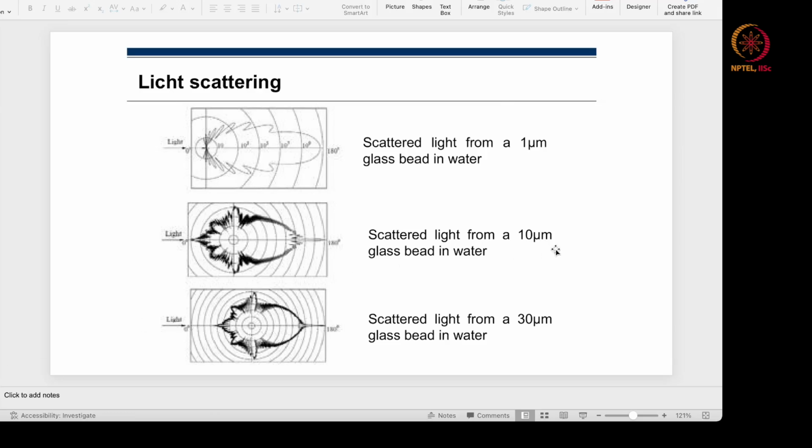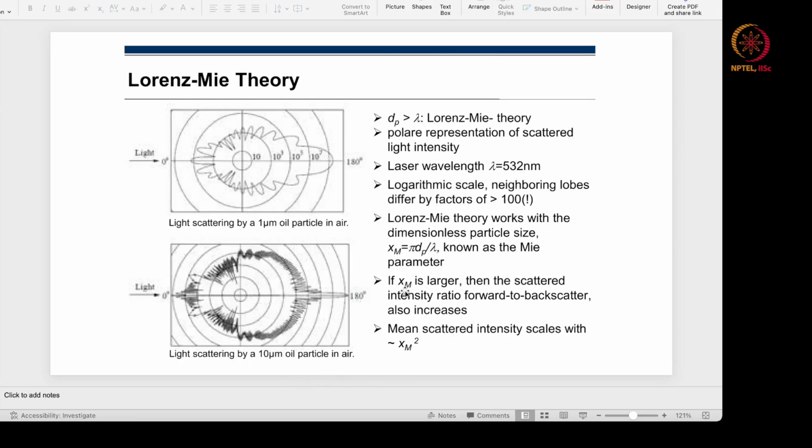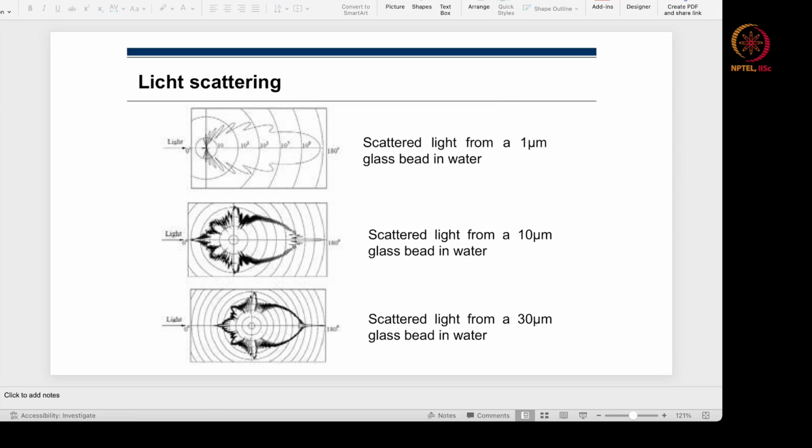So this is light scattering, as you can understand. This is scattered light from a 1 micron glass bead in water, this is scattered light from a 10 micron glass bead in water, and this is the scattered beam from a 30 micron glass bead in water. Remember the statement that when xm is larger, the scattered intensity ratio forward to backward scatter also increases, and this is exactly what you also see over here. So this is not trivial.